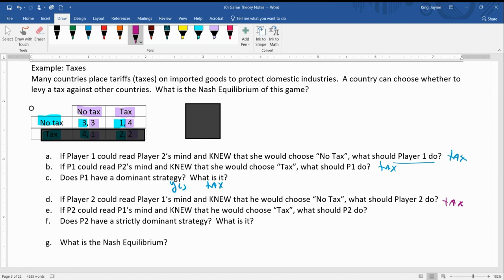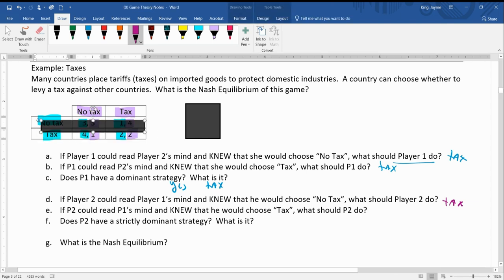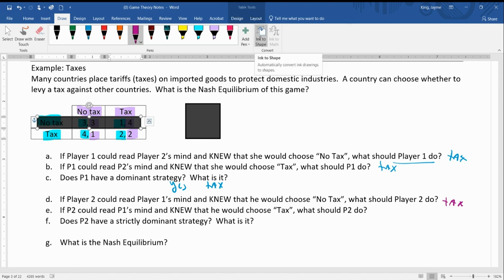All right, next one, if player 2 could read player 1's mind and knew that they would choose tax. So now I'm saying, okay, I know they're definitely choosing tax, so I can ignore that other line. What's the better outcome? Again, I'm comparing the purple numbers because those are the only 2 that I can see 2 options for. I got a 1 here and a 2 here. Which one's better? 2, obviously. So they should choose tax again. So that would be my choice here.